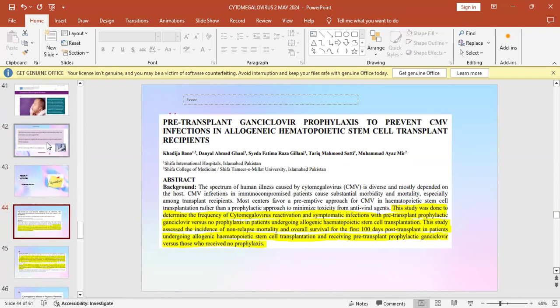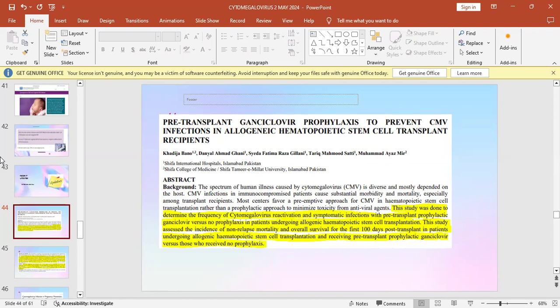Now the time for the recent updates regarding cytomegalovirus infection. The first article is Pre-Transplant Letermovir Prophylaxis to Prevent Cytomegalovirus Infections in Allogeneic Hematopoietic Stem Cell Transplant Recipients.